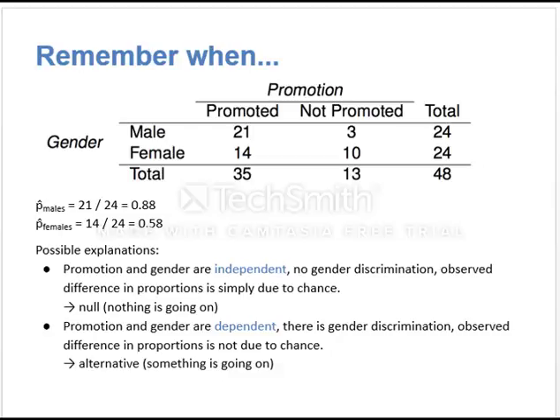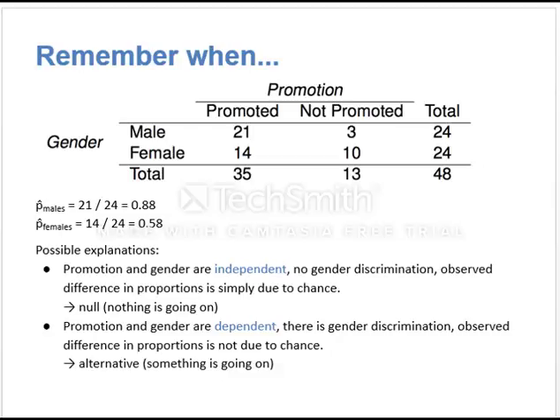So I give this activity to my students and ask them, do you believe that promotion and gender are independent or dependent? Here, independent would mean there's no discrimination based upon gender, and so the observed difference of 88% and 58%, that 30-point difference, is really just due to chance alone. It just so happened that fewer females were promoted than males, but it really had nothing to do with discrimination. Versus, if you believe they are dependent, then you'd be making the claim that there is gender discrimination and that the difference in the proportion is not due to chance.